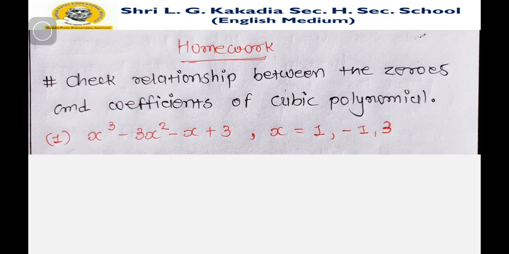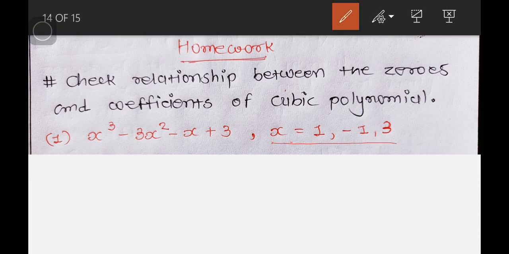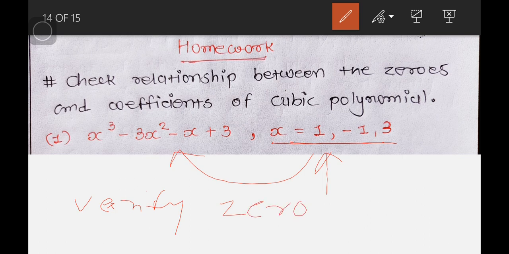So now about your homework. Here is one example: check whether the given values are zeros of the given polynomial or not, and also check the relationship between zeros and coefficients of the cubic polynomial. You also have to verify this. Okay, so it is your homework.